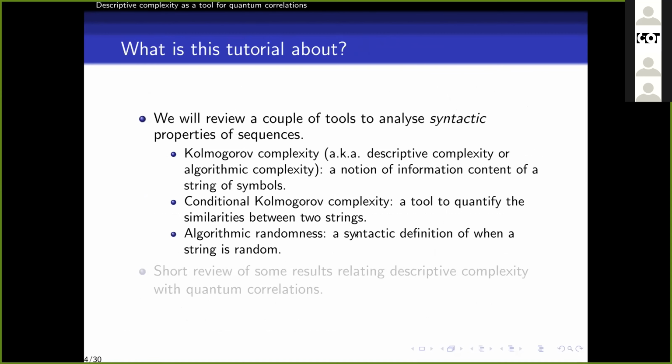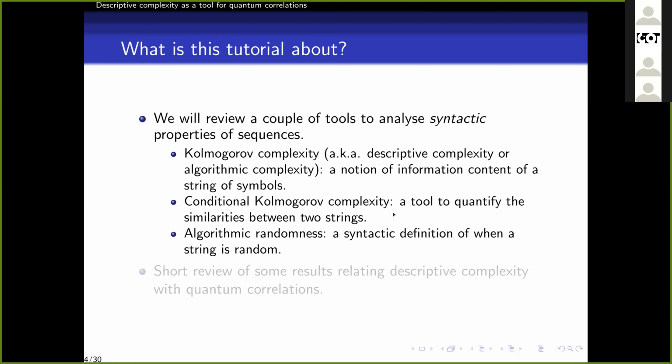Okay, so what will this tutorial be about? First, I will review a couple of tools to analyze syntactic properties of sequences. What are syntactic properties? They are properties that take into account the form of the sequence, the form of a string, and not just statistical properties of it. So the first one I'm going to tell you about is Kolmogorov complexity, which is also called descriptive complexity or algorithmic complexity, which is a notion of information content of a string of symbols over an alphabet.